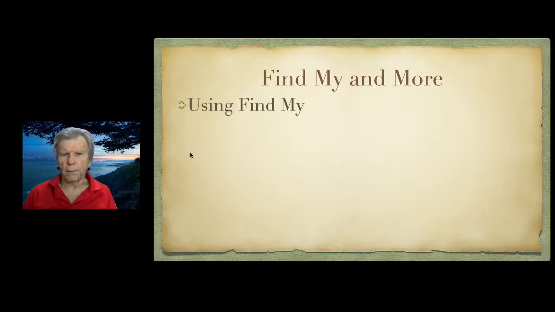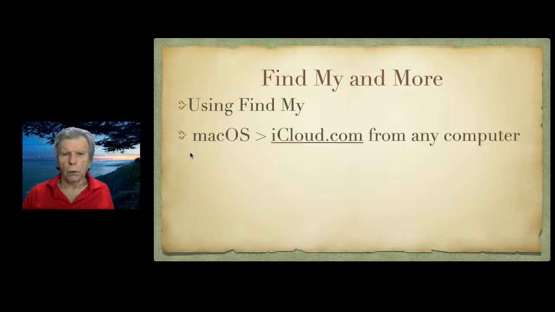So how do you use Find My once you've got it activated on all your devices? Well, you would go to iCloud.com from any computer. So this is a nice feature that Apple has provided, this website, iCloud.com. You can go to an internet cafe, to a library, to a friend's house, any computer, Windows or Mac or Linux, whatever can get to the internet, and type in iCloud.com, and then you would log in with your Apple ID. So you need to know your Apple ID. That's the email address associated with your Apple account.